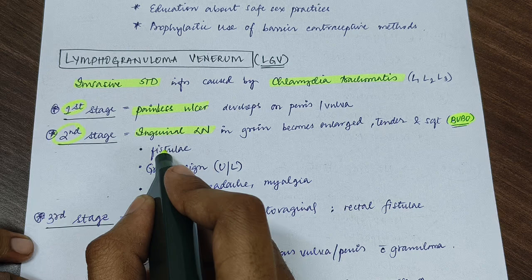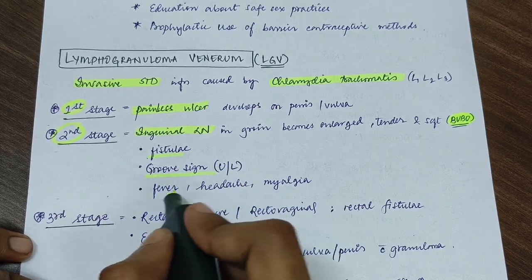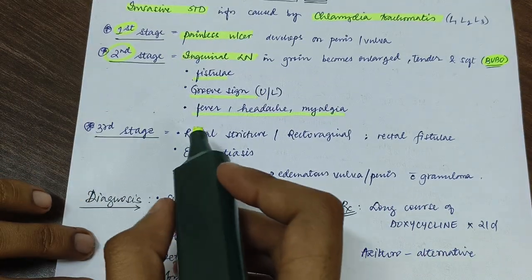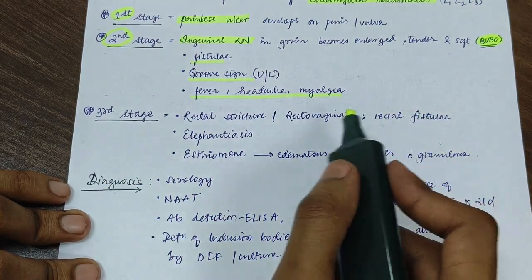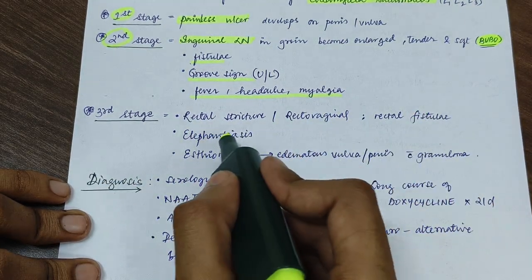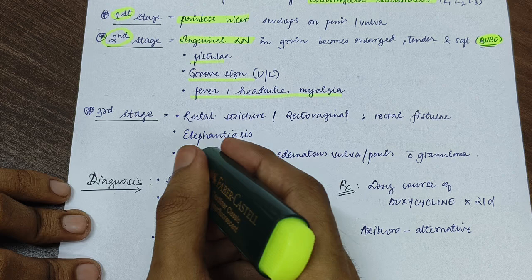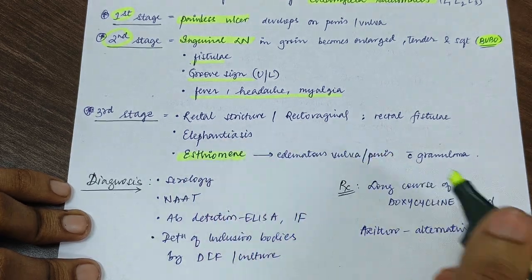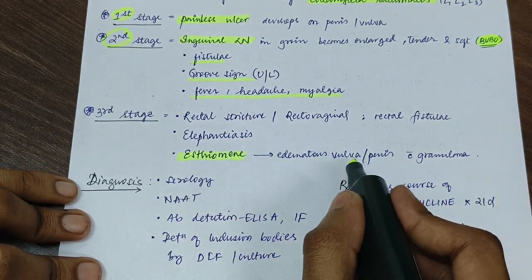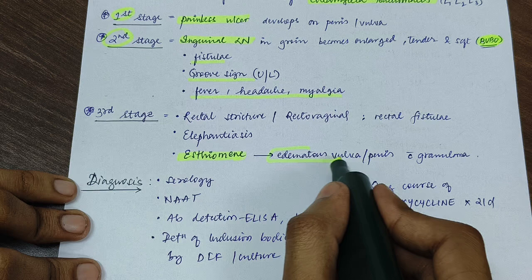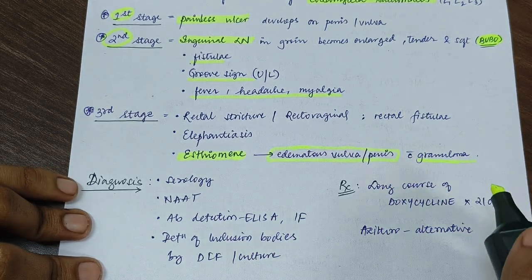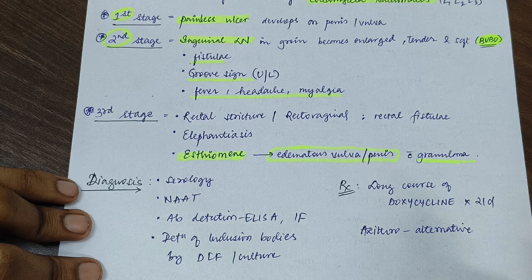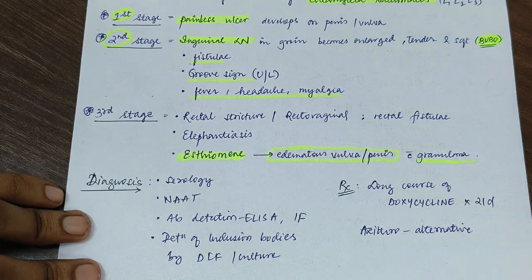Coming to the other things which are seen: fistula, gross sign, fever, headache, myalgia as usual. In the third stage you're going to see rectal stricture, rectal fistula, rectovaginal stricture, elephantiasis. There is something new for you, that is esthiomene. What is esthiomene? The vulva or the penis will become edematous, with granuloma. It is called esthiomene. Remember, what is it? Esthiomene.